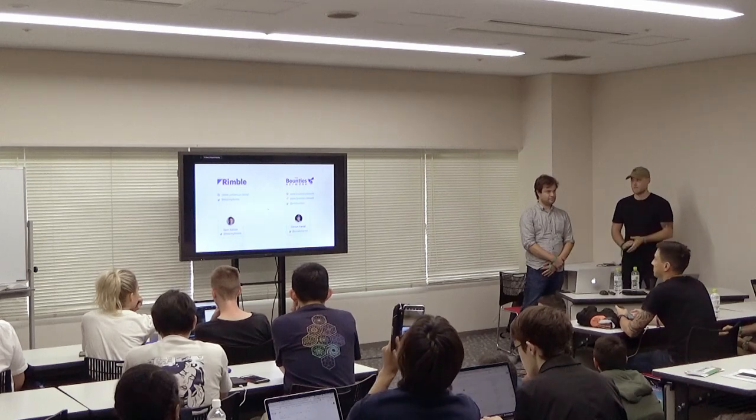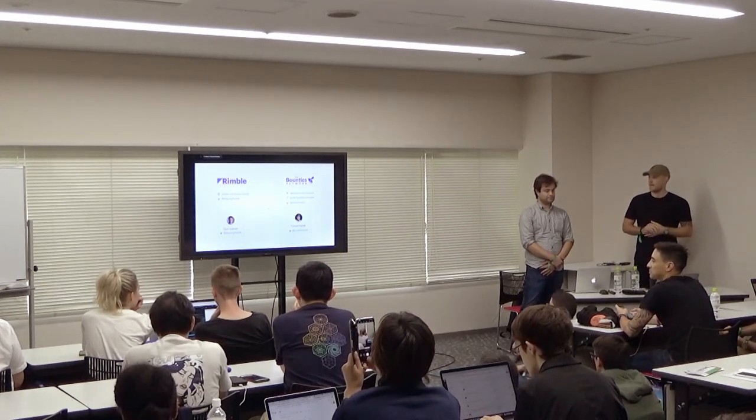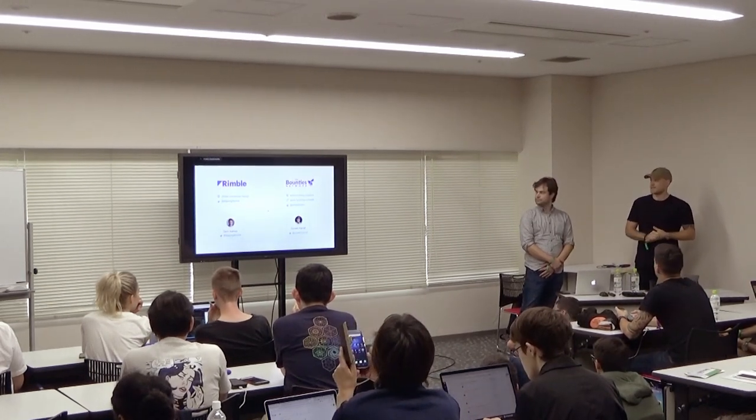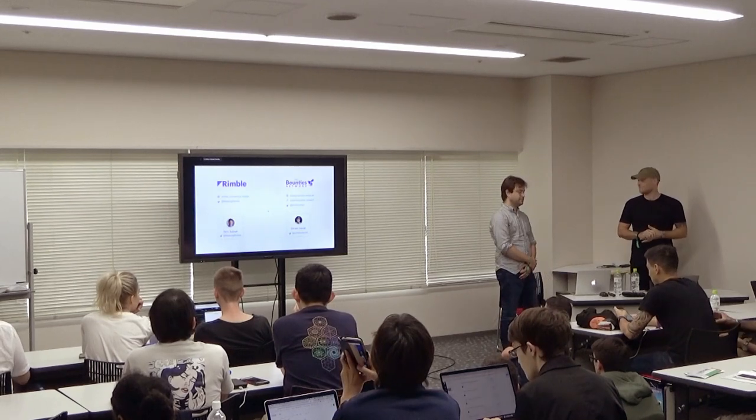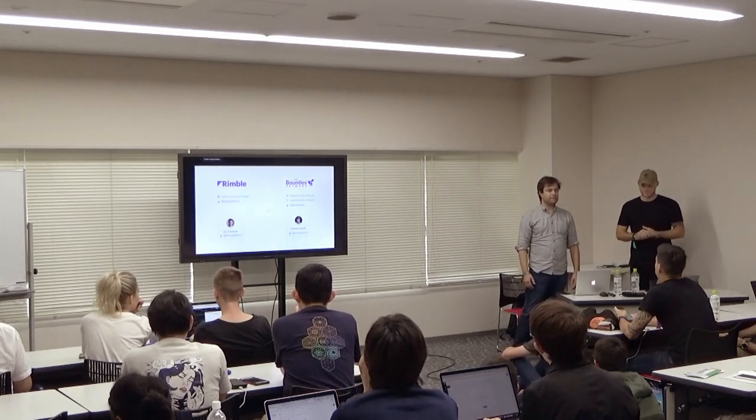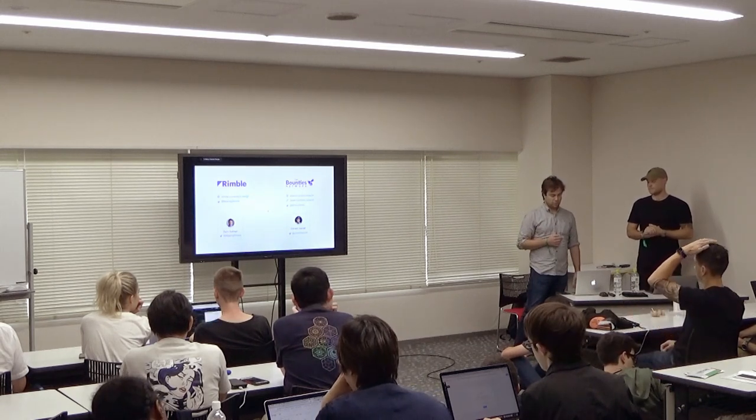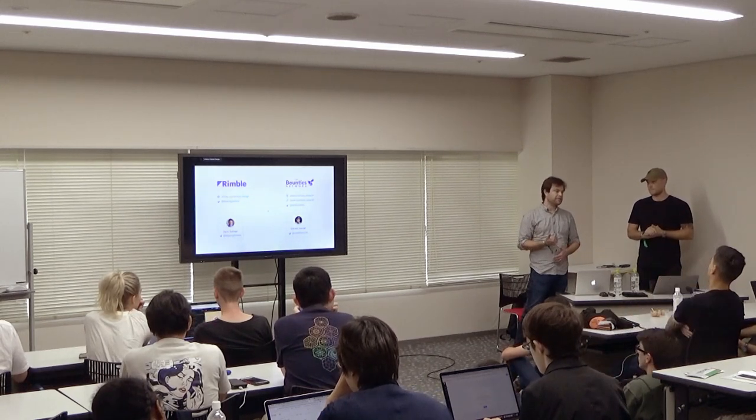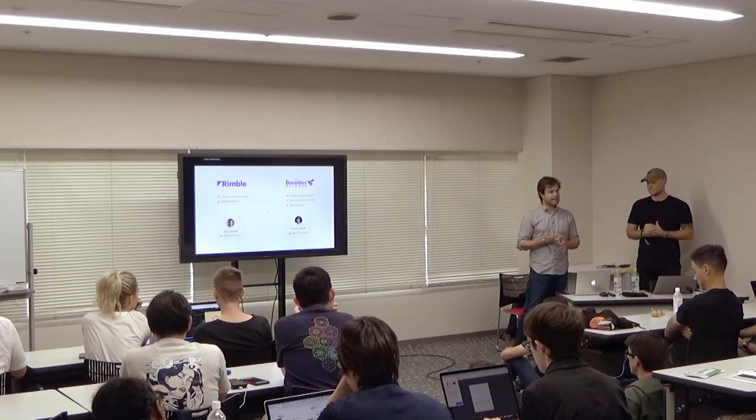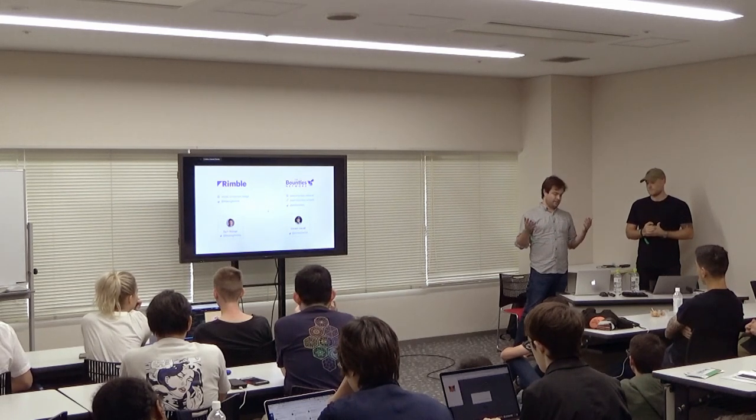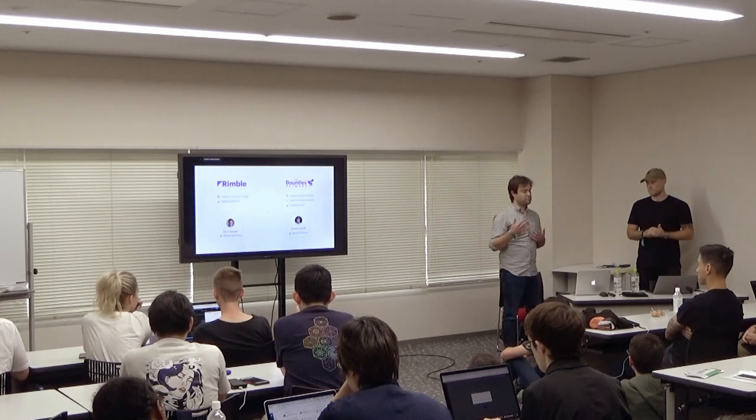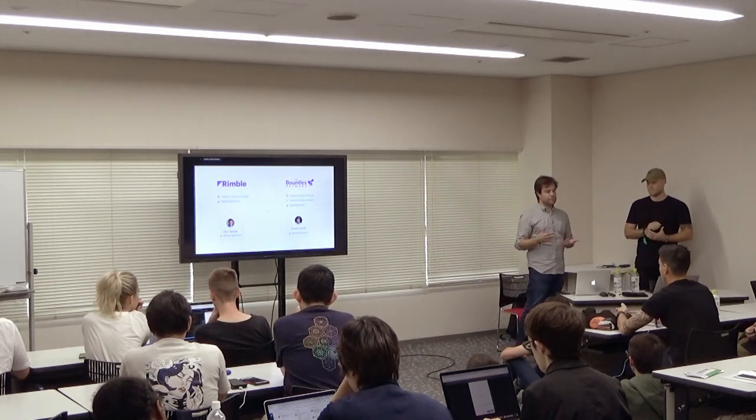Here you can find information about myself, and I'll let Zach introduce himself. Hi everybody, I'm Zach Kalman. I'm the project manager for Rimble. Rimble is an open source library of React components, design patterns, and UX guides to help you make dApps that everyone can use.